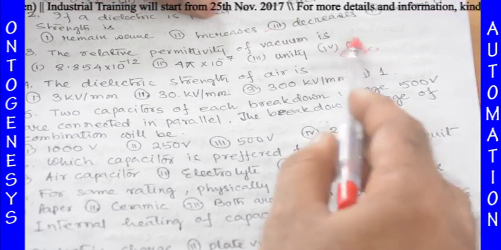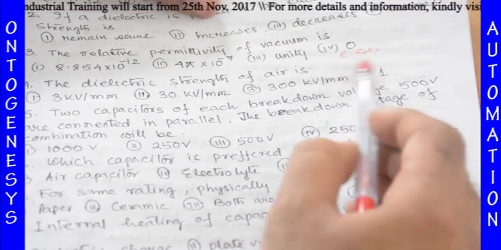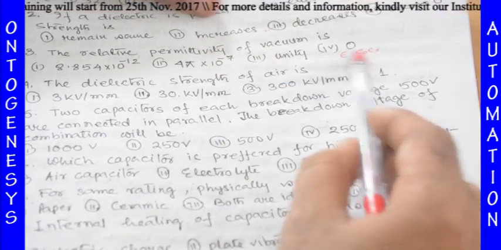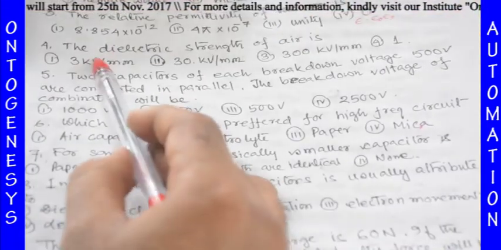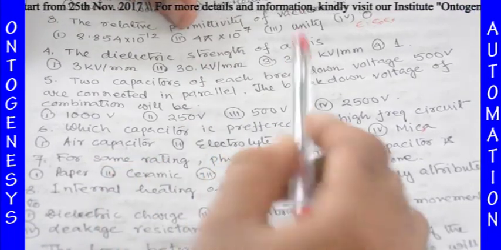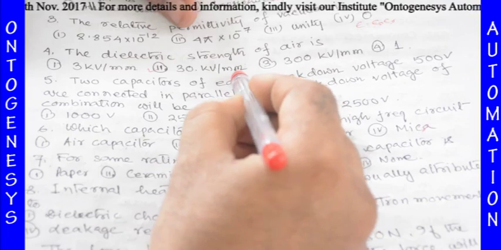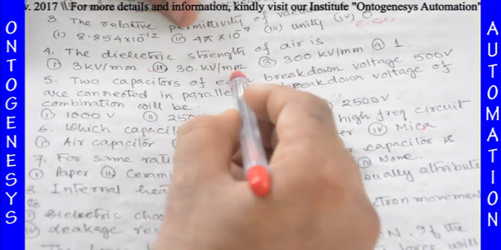Okay, if you are not getting this, then do watch our previous videos, magnets and electrostatic field. Okay, the dielectric strength of air is nothing but 30 kilovolt per mm. Remember this, 30 kilovolt per mm.